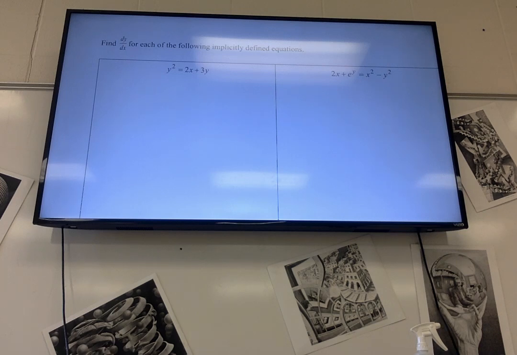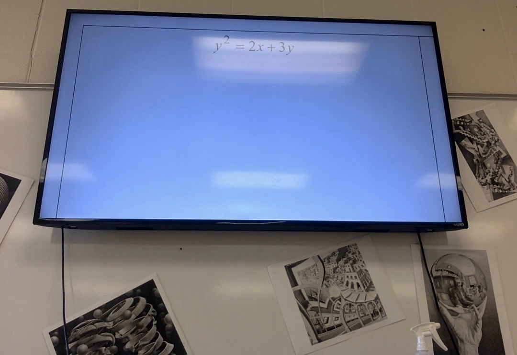Find dy dx for each of the following implicitly defined equations. Okay, talk me through it. Derivative of y squared is 2y dy dx, equals 2, plus 3, plus 3 dy dx.